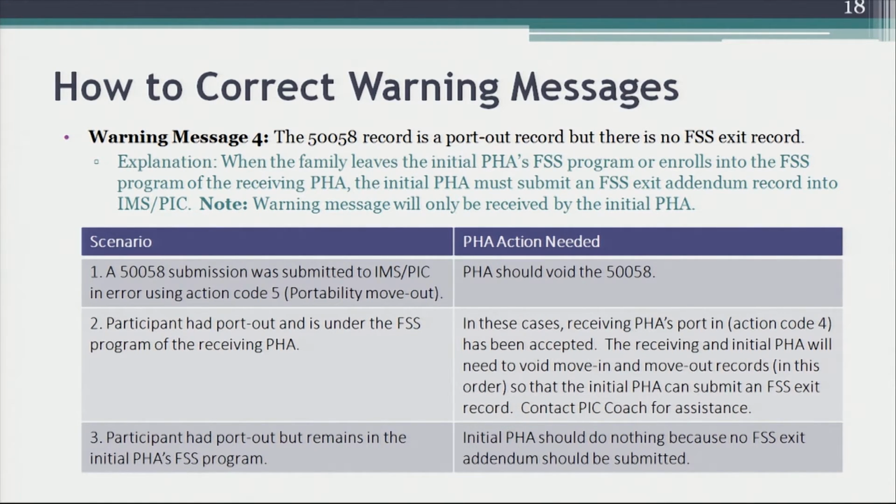However, if the receiving PHA had created and accepted a port-in record, that effectively blocks the initial PHA from creating the exit record. In this case, the receiving and initial PHA would need to void the move-in and move-out records in that order so that the initial PHA can first submit an FSS exit record, submit a port-out record, and then the receiving PHA can submit a port-in record. For this situation, the PHA should contact their PIC coach for assistance.